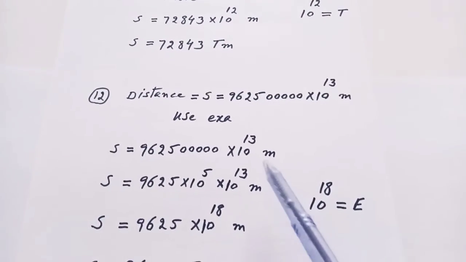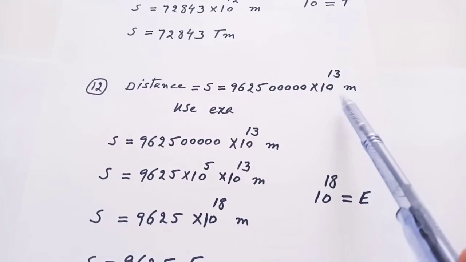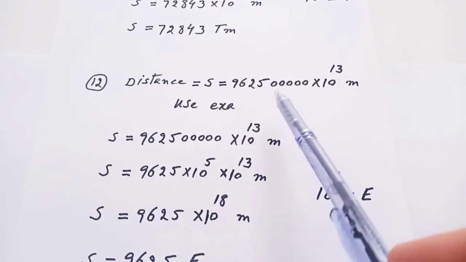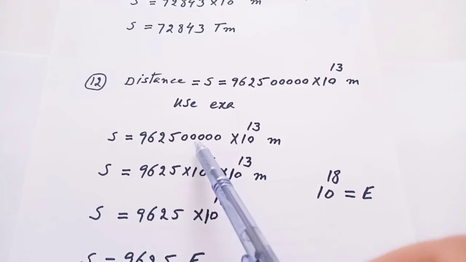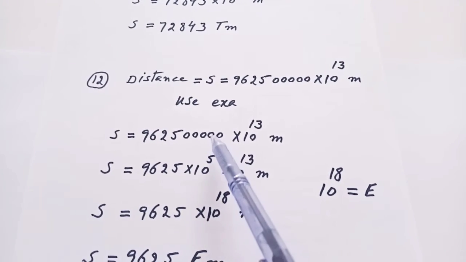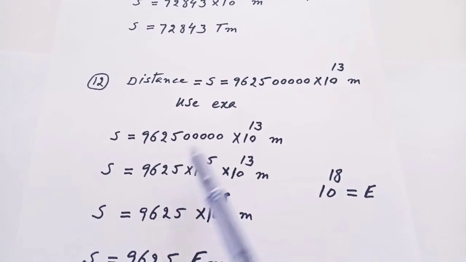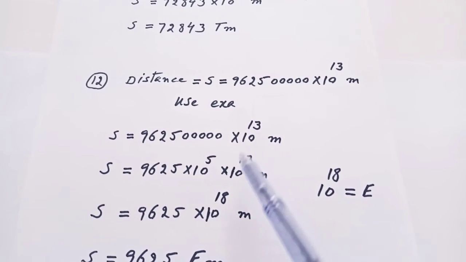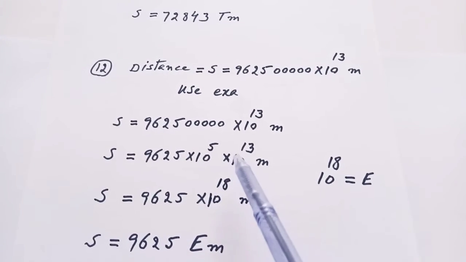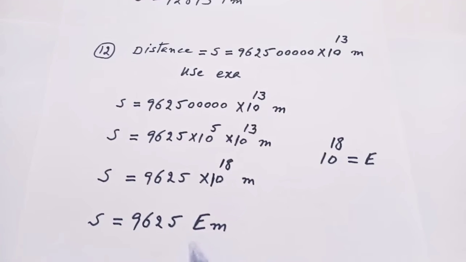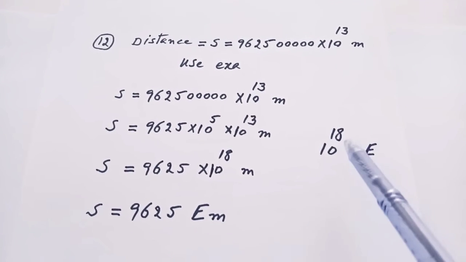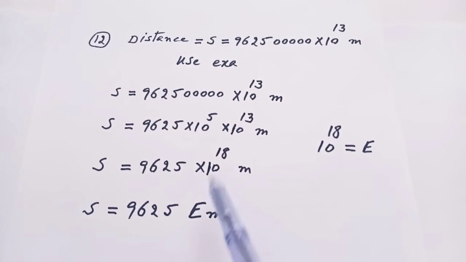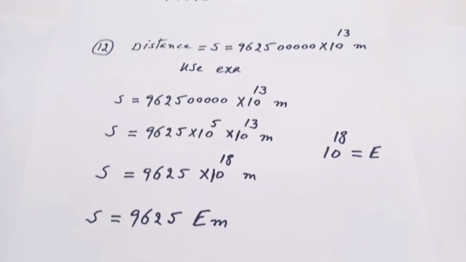Next is this measurement. This is a distance in meter. Use exa. Here we have 5 zeros. We write this number and 10 power 5, and these are 10 power 13. We combine them and we get 10 power 18, and 10 power 18 is exa. So here we used exa as the prefix.